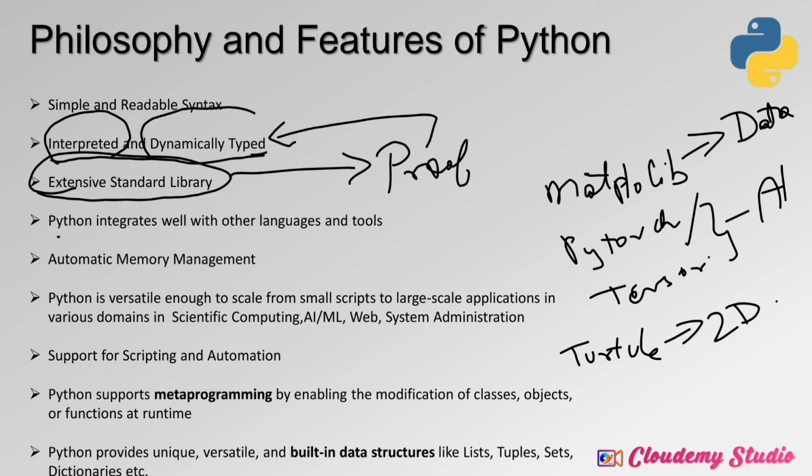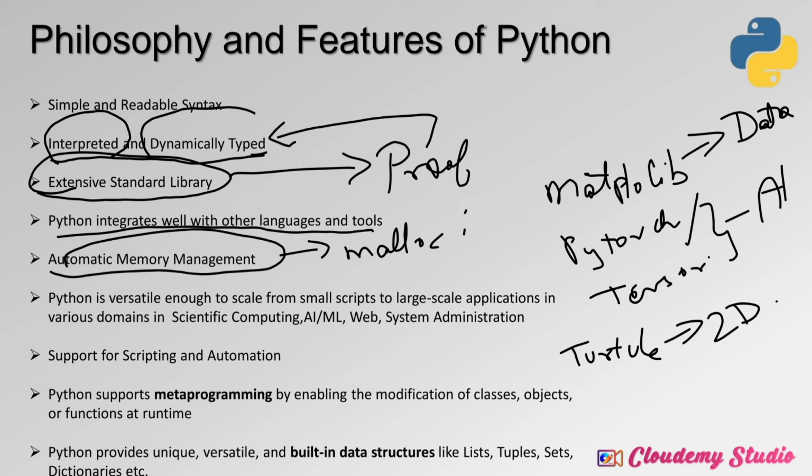And the next is Python has automatic memory management. Unlike in C, there is no concept of malloc, calloc in Python. That is, Python automates memory allocation and deallocation. Python automatically decides how much memory is needed for a variable and it frees the memory that is no longer in use. Python is versatile enough to scale from small scripts to large applications.